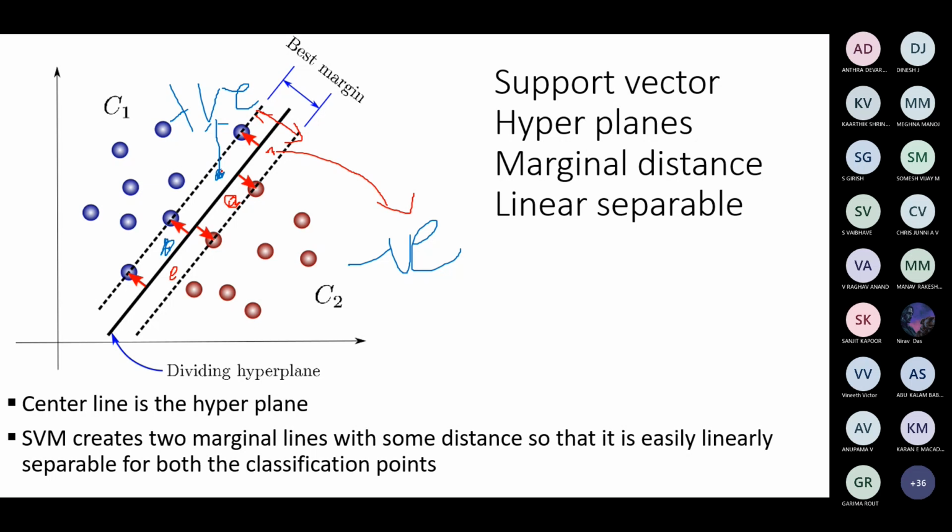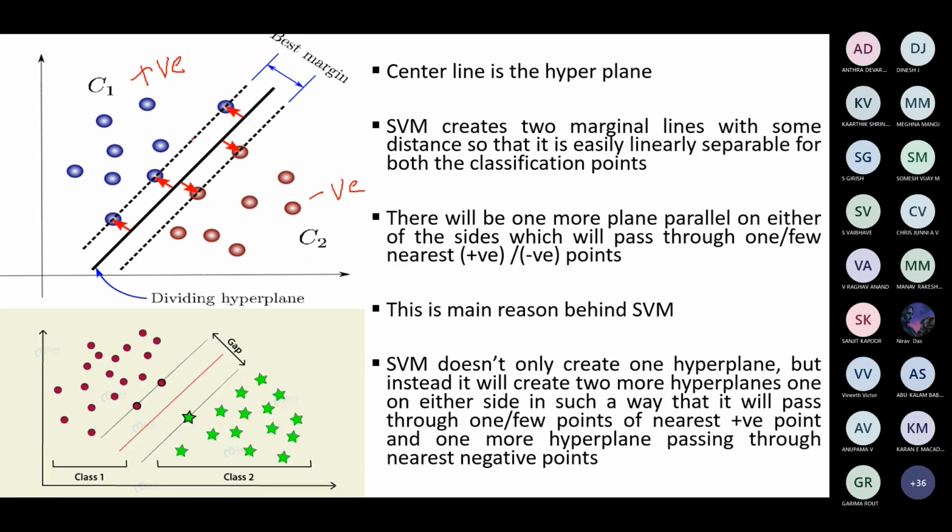Anything which falls inside the margin, if it's a positive class, will be classified as positive. If it's a negative class, it will be classified as negative. But if the negative class is falling over here, or if the positive class is falling over here, this is misclassified. If a negative class falls over here, it is misclassified. So this is a positive and this is a negative. That is what it is, students.